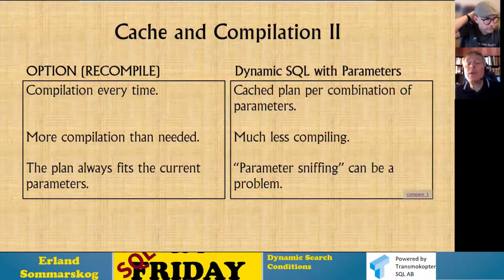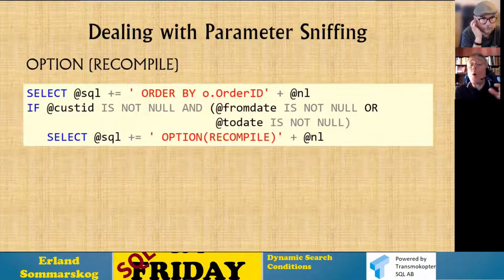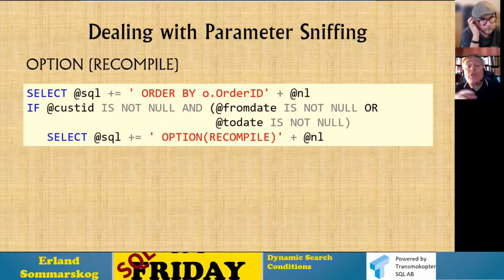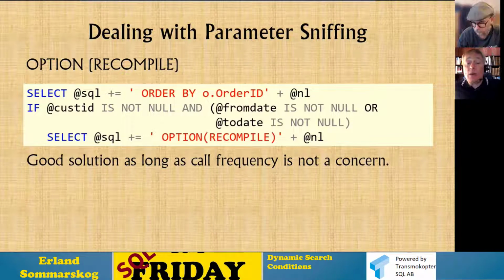So let's now look at how we can address these things if we are working with dynamic SQL. First of all, option recompile is still possible. If we know that this particular combination is difficult and we know that it's not particularly common, then of course we can solve this with option recompile. If it's being done once a minute, that's okay. But if it's being done 100 times a second, it's not okay to use option recompile.